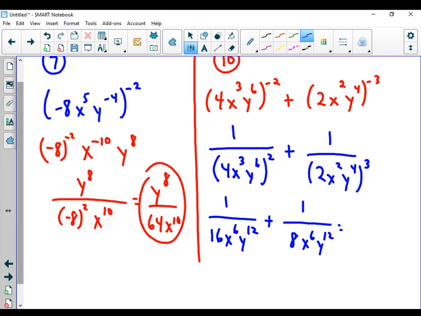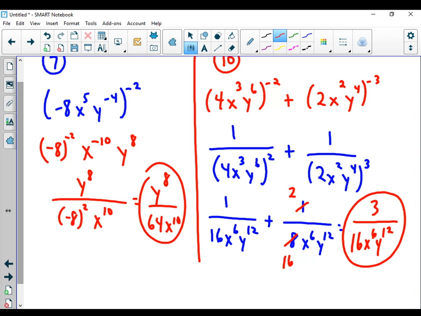If I'm going to do that, though, I need to have common denominators. So I have 16 on this one, x to the 6th, y to the 12th. Here I have 8 x to the 6th, y to the 12th. So I need to make this 16, which means I need to make this 2. So finally, when I put it together, I got 1 plus 2 or 3 over 16, x to the 6th, y to the 12th. So that was tough.